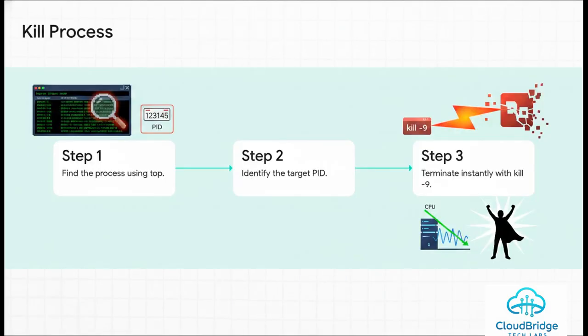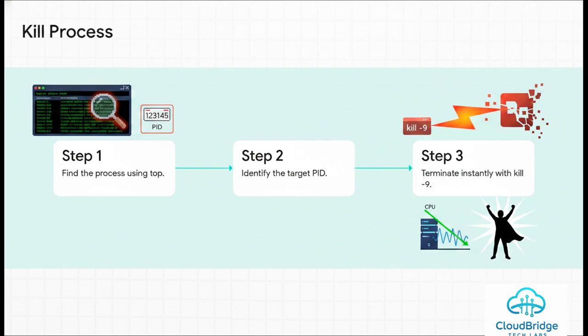Here is your 3-step interactive rescue sequence. Step 1, fire up that live monitor by typing top to find the rogue process right at the top of the list. Step 2, look over to the left and grab its target PID, the process ID. Think of that like its unique license plate.